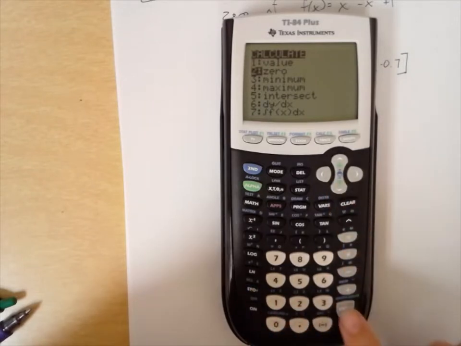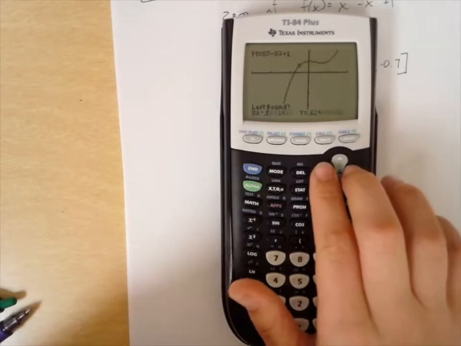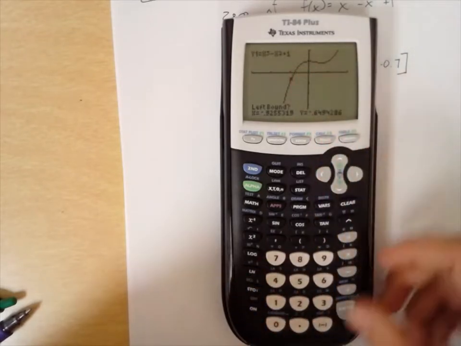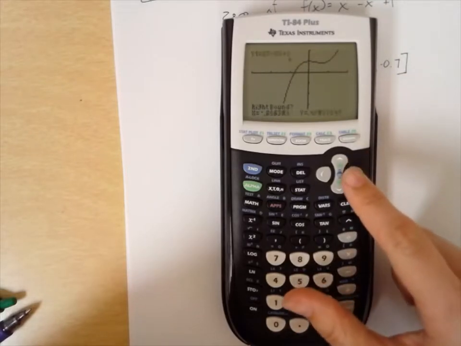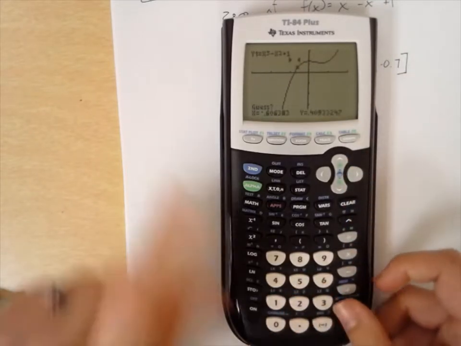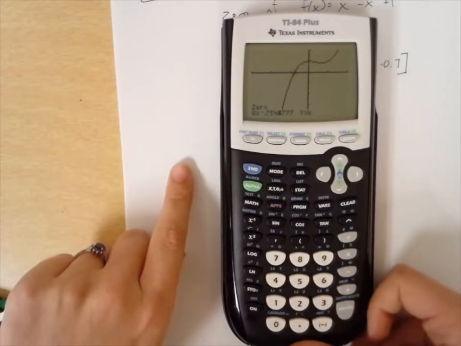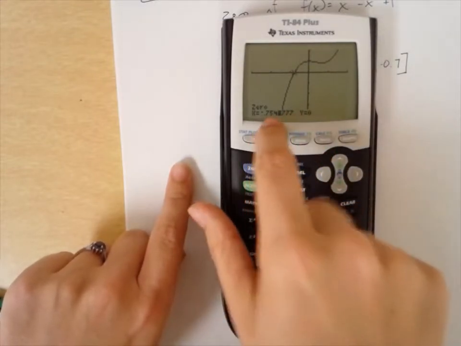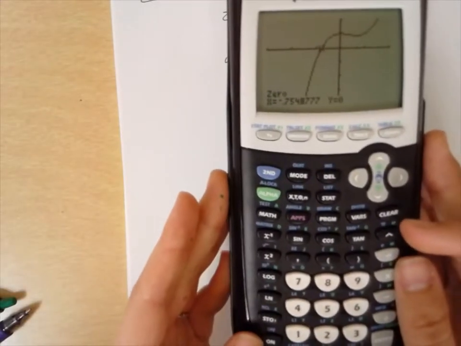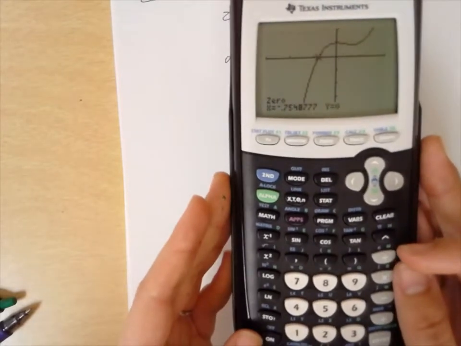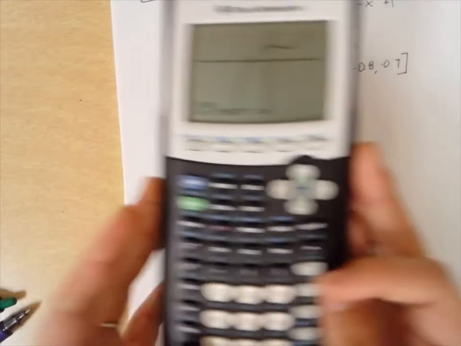We're going to go down to zero. And we're going to pick a point to the left of our 0, and we're going to pick a point to the right of our 0. And now it's going to guess for us. And there we have it. It found the 0 at exactly -0.755. We'll round to 3 places.